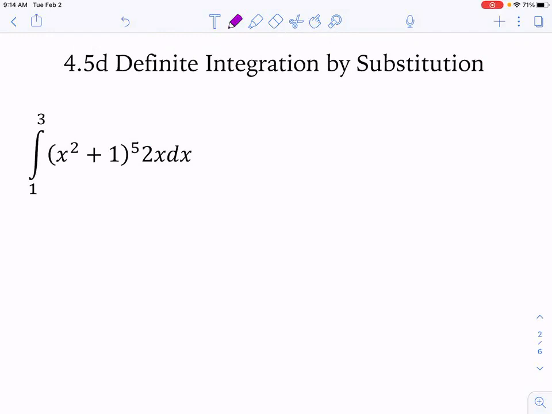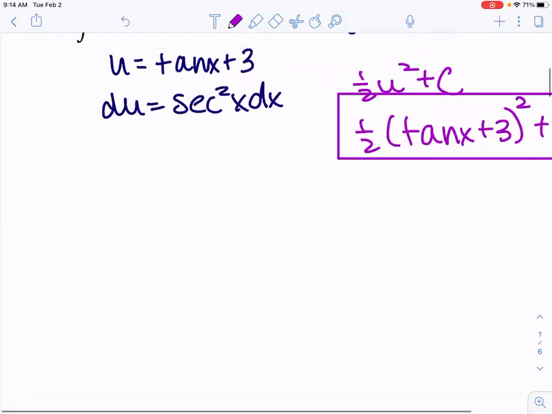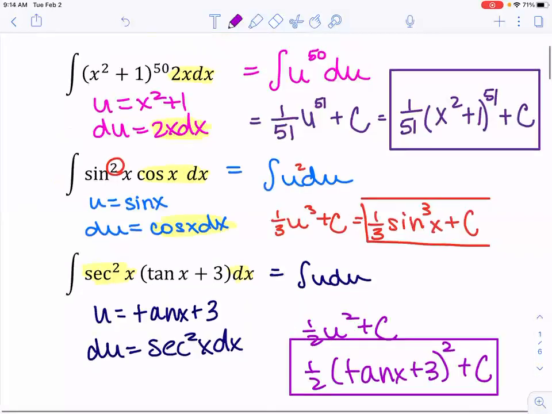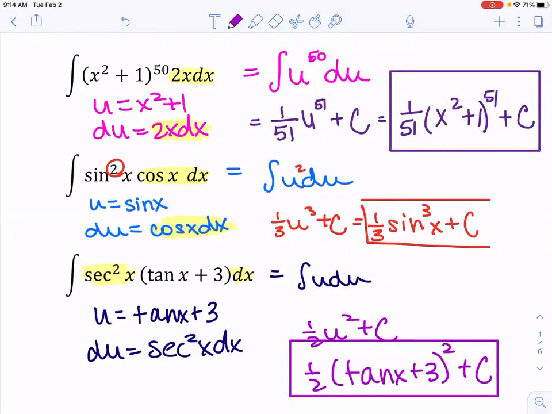Now, before we go through this, I just want to remind you about when we look for U-substitution opportunities. U-substitution is used when we have some sort of a composition of a function, like sine squared times cosine. Sine was inside of the square, and then it was multiplied by cosine, which helped us with our du. X squared plus 1 is inside of the 50th power, and there was something extra on the outside that helped us with our du, okay?